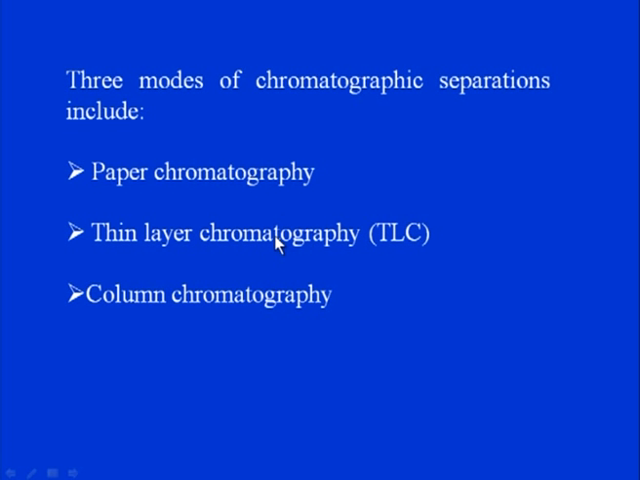Paper chromatography and thin layer chromatography come under planar chromatography, as the chromatographic bed where the separation takes place is present on a planar surface. In column chromatography, the stationary phase is packed in a tube or a column, which is why it is called column chromatography. So, let us discuss a little about paper chromatography and thin layer chromatography, and then we will move on to column chromatography in particular.